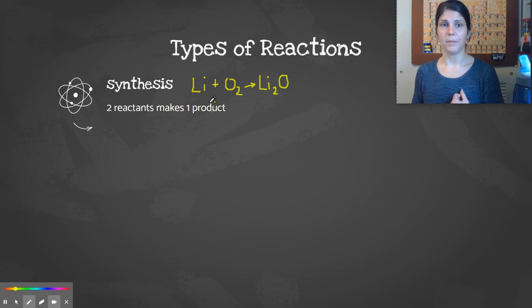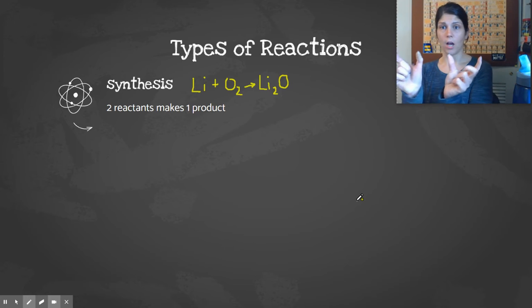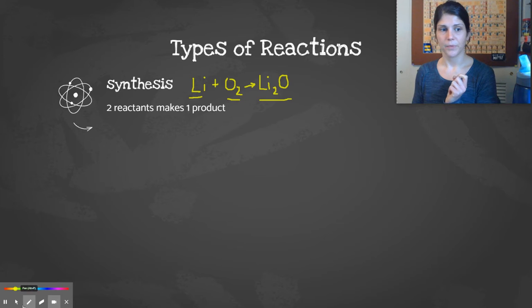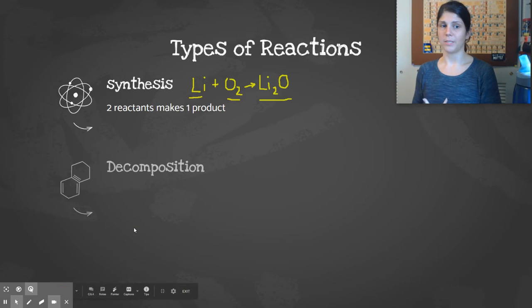I wrote down a quick example. If you start with lithium and oxygen, you have 2 reactants. If they come together, it'll form 1 product. Now, you would never need to predict the products. You would just need to be able to recognize, well, we're starting with 2 reactants and we're forming 1 product. So this is a synthesis reaction, which is the opposite of a decomposition reaction.